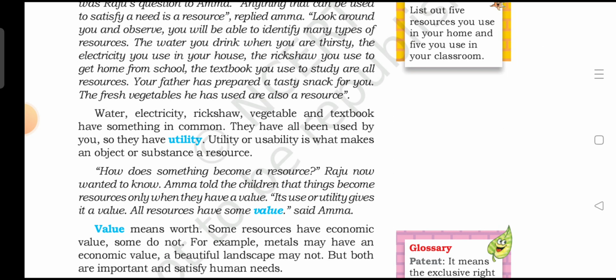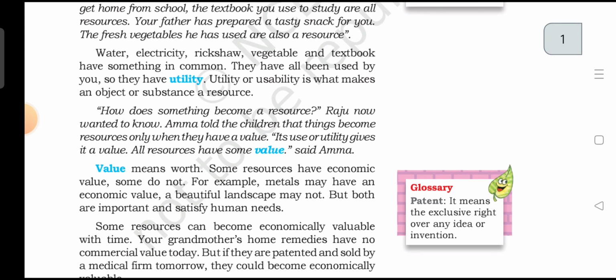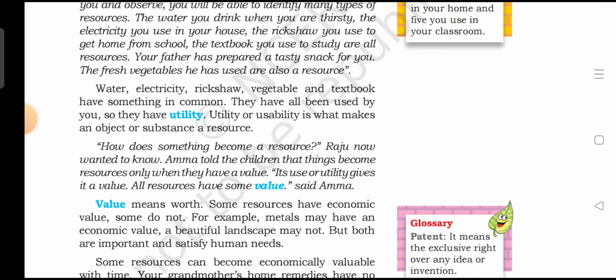Water you drink, these are the valuable resources, right? Electricity we use in our house on daily basis, right? Rickshaw is something that we use to go to school and come again at home. I know that some children may go by bus, but since rickshaw is also something very important, valuable, right? So these all have something important in them, and hence these are called resources.